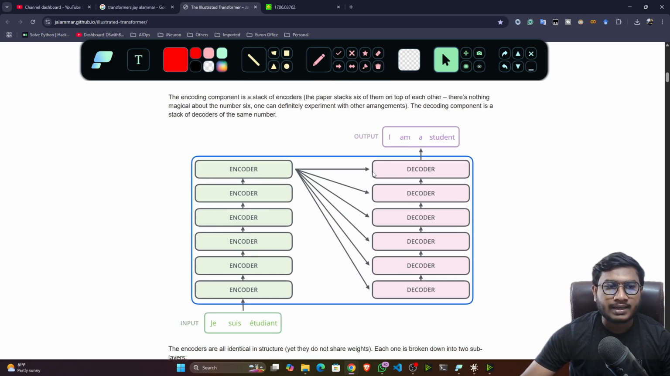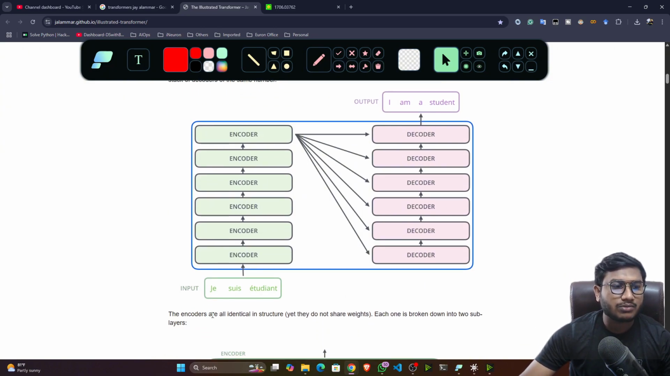Now inside the decoder, again you have 1 2 3 4 5 6 decoder layers. Got it? That means whatever input you are passing will go through 6 encoder layers, then some processing would be happening, then it will return the output to the decoder. Then again the output will go through the 6 decoder layers and you will be getting the output. Okay, I hope it is clear.